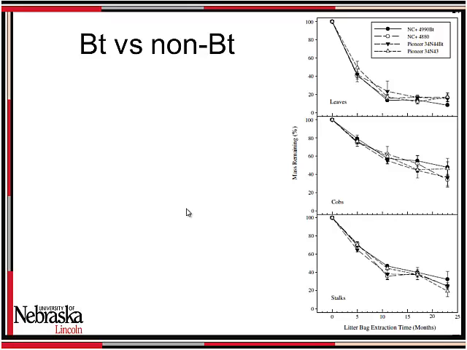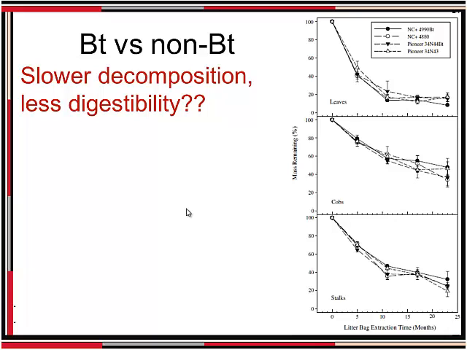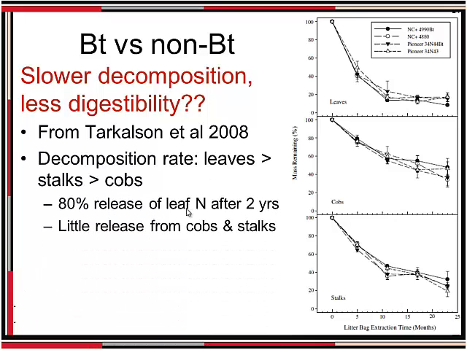What about BT versus non-BT? Now, I realize almost everything these days is BT and it's no longer an issue. But 10 years ago, we were concerned that the cows don't like BT, they don't do well on it, etc. So David Tarkelson, who was at West Central at that time, did some work on this and studied it very well. The question is, do we have lower decomposition with the BT varieties as compared to non-BT? Do we have less digestibility?